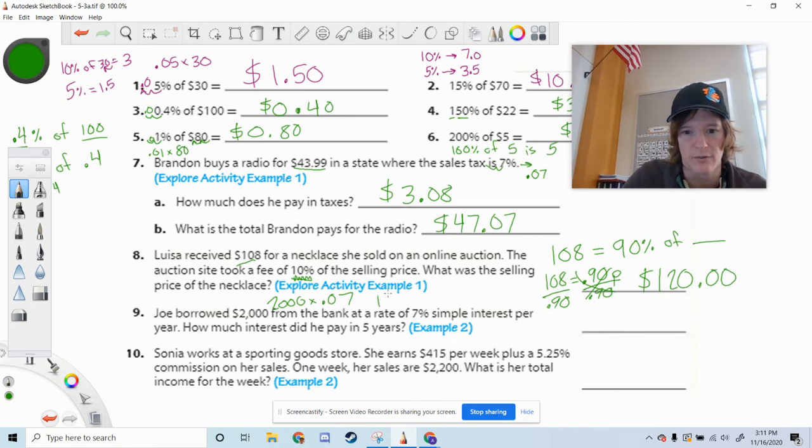And this guy's paying $140 per year. So how many does he pay in 5 years? Well, we'll do 140 times 5. We get a total of $700.